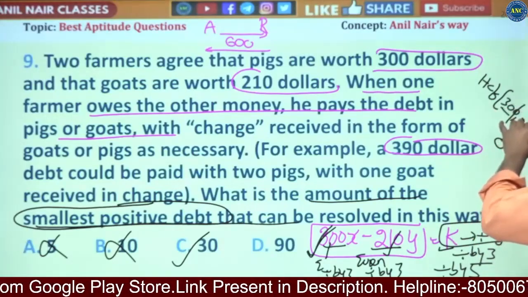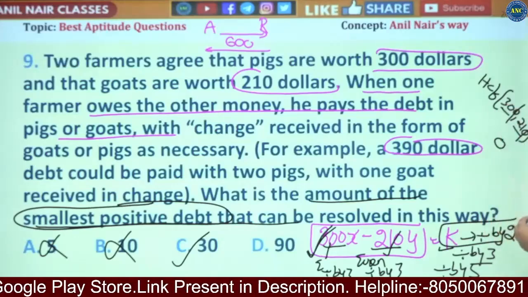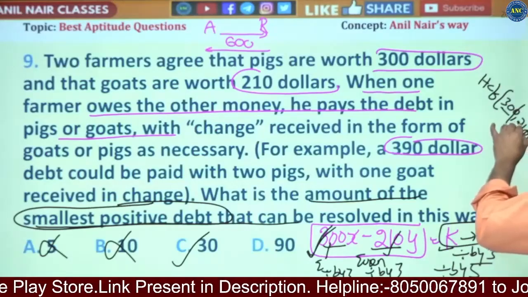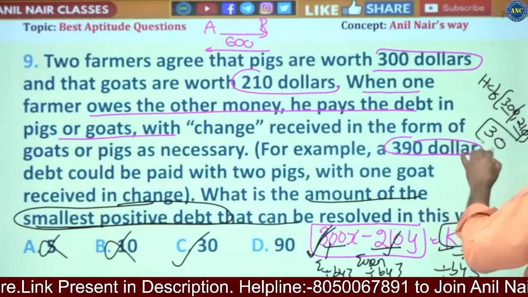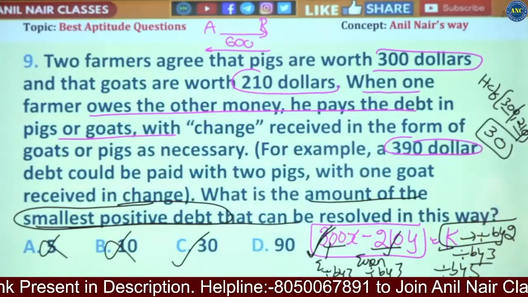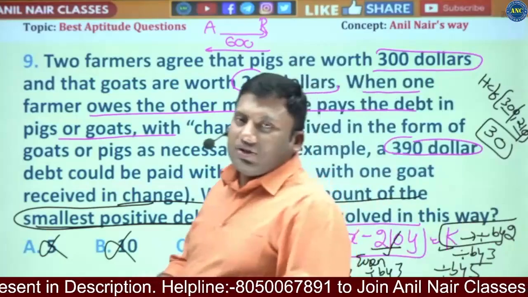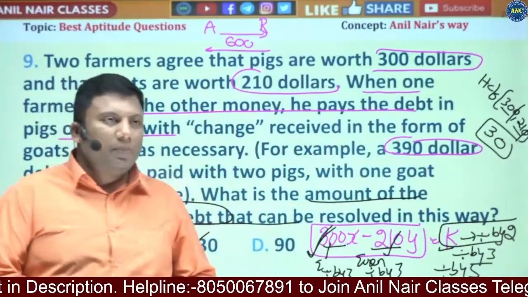This is 21. 21 does not divide 30. Factors of 21 are 7. 7 will not divide 30. 3 will divide 30. Answer is 30. HCF of 300 and 210 is 30. I hope it is clear.